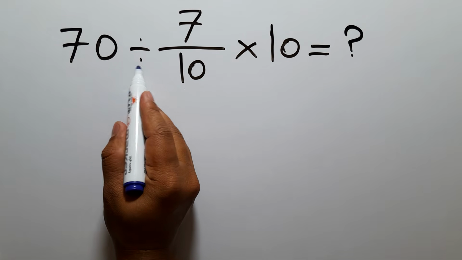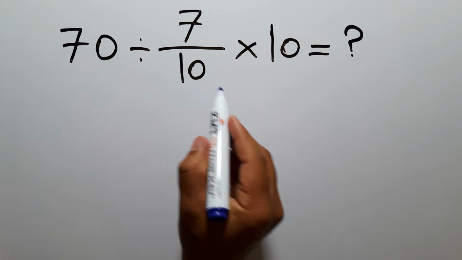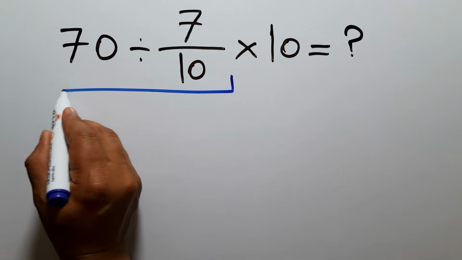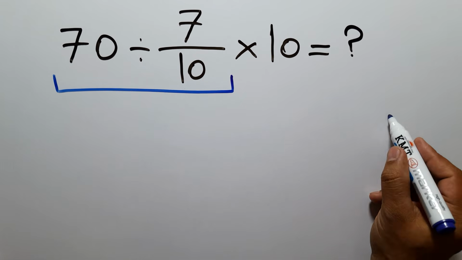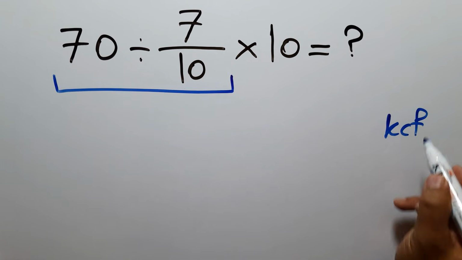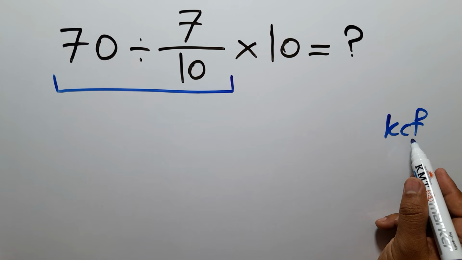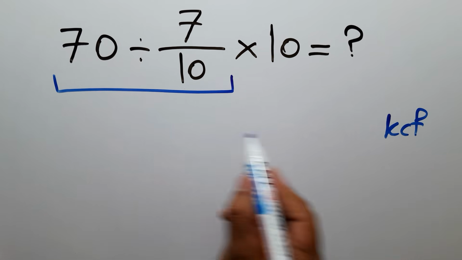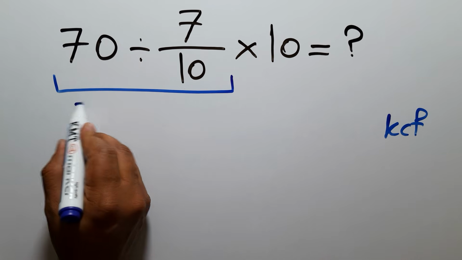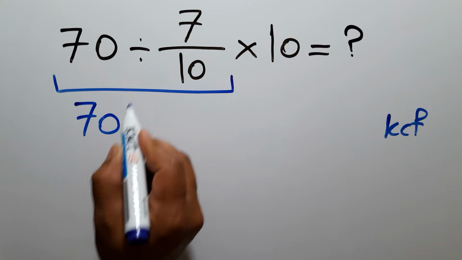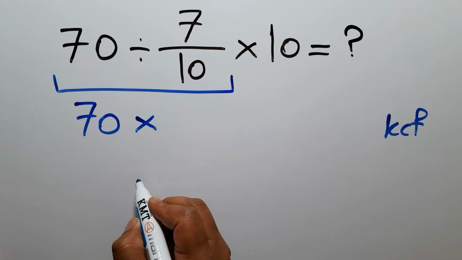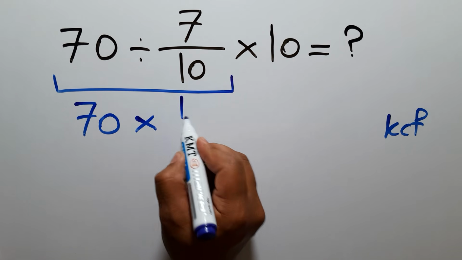First, we have to do this division. 70 divided by 7 over 10. According to the KCF rule, K stands for keep, C stands for change, and F stands for flip. We can write: keep the first fraction, change division to multiplication, and flip the second fraction.